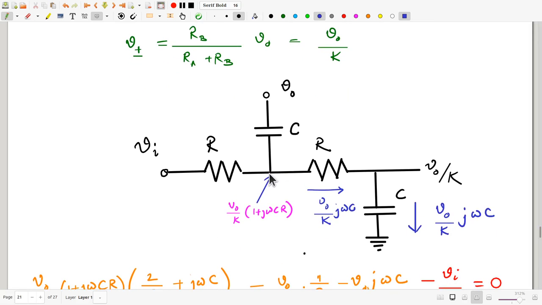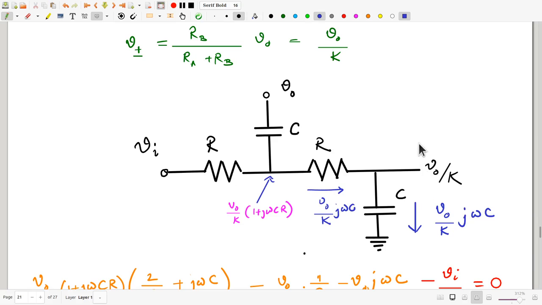So this is the node that we were talking about. It is connected to VO through the capacitor, to VO by K through this resistor, and of course there's a capacitor connected between this point and the ground, and there is this input voltage which is connected to this point through the resistance R. Now, if this voltage is VO by K, it's easy to figure out the current here: it is just VO by K times the admittance of the capacitor, which is VO by K times j omega C. The same current must flow here.